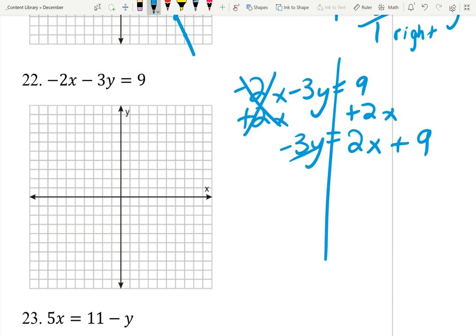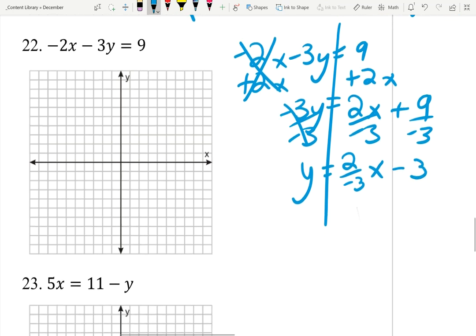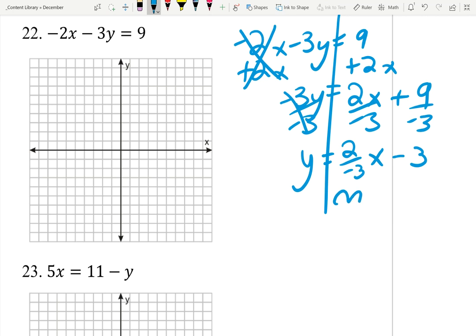Now I divide by negative 3. So divide by negative 3 on all parts of this. This gives me y equal to what ends up being 2 over negative 3x, and 9 divided by negative 3 simplifies to just negative 3. So here's my mx plus b.